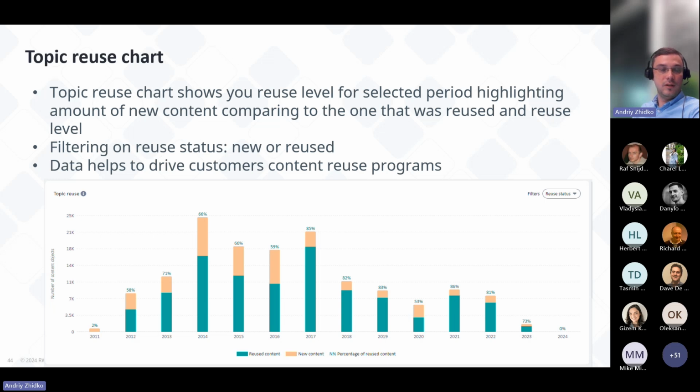There is in context filtering option on reuse status, so you can filter new content or reuse content. Data on this chart helps to drive customers content reuse programs. As an example, you can take a look on reuse level for last quarter, where, for example, you did deliver a new product and see if you are happy with the reuse degree for that release, or you need to push further and improve it in the upcoming one.